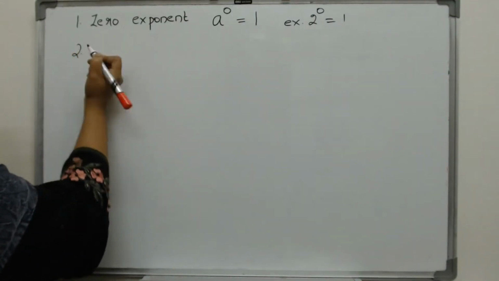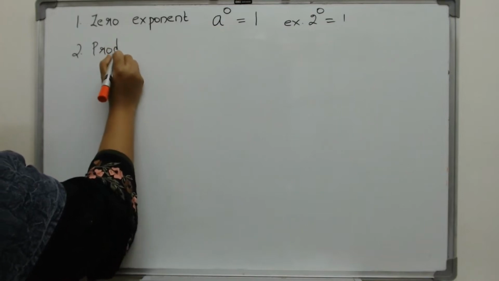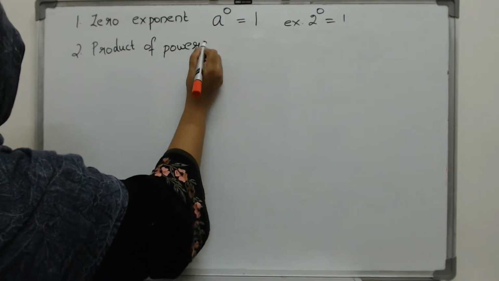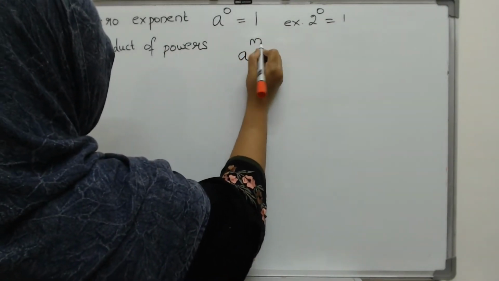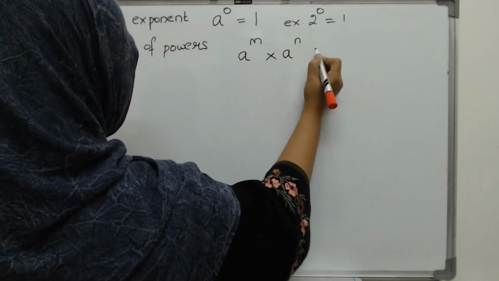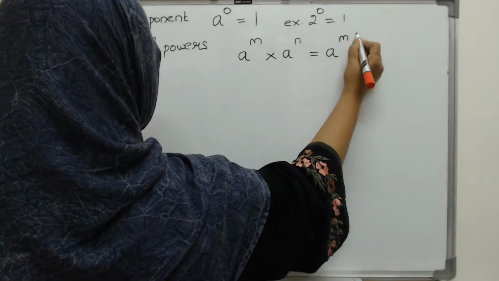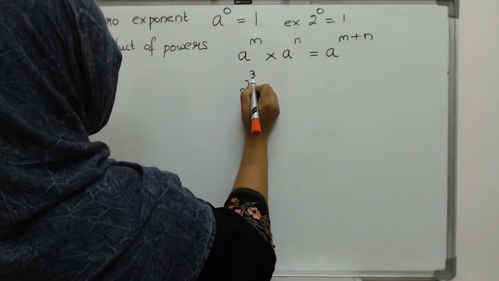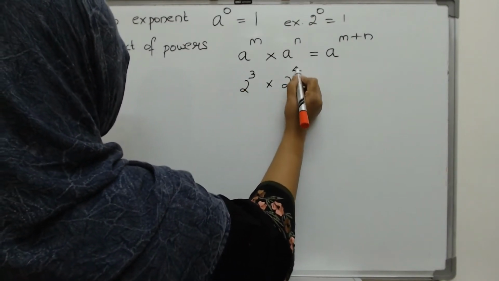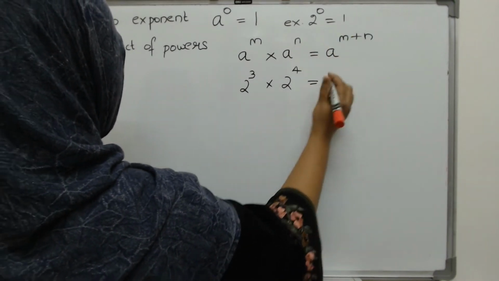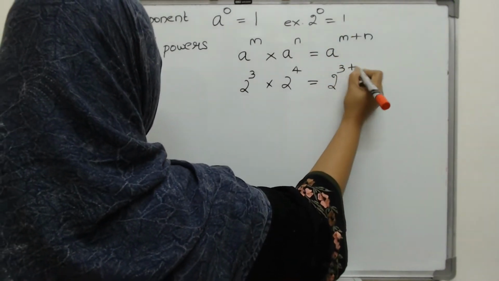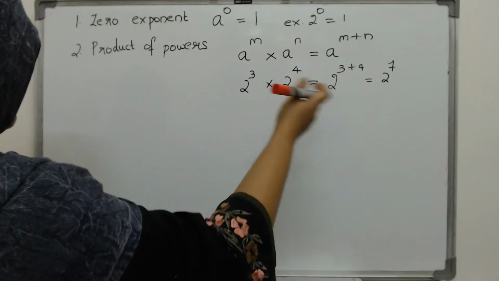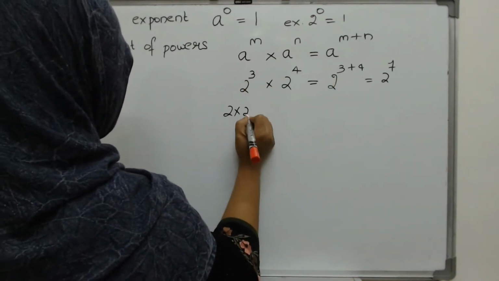The second law we have is called the product of powers law. That means a raised to m into a raised to n is equal to a raised to m plus n. We will take an example and see what this means. Suppose you have 2 raised to 3 into 2 raised to 4. According to this law, this is the same as 2 raised to 3 plus 4, which is 2 raised to 7. This is quite evident, right? So why? Let us see.